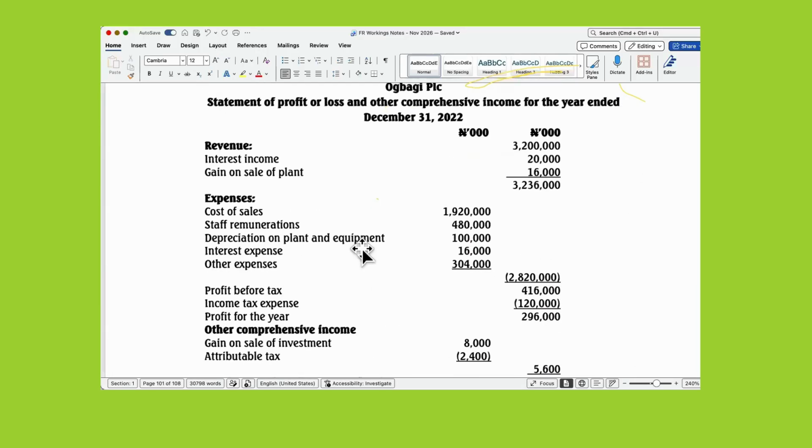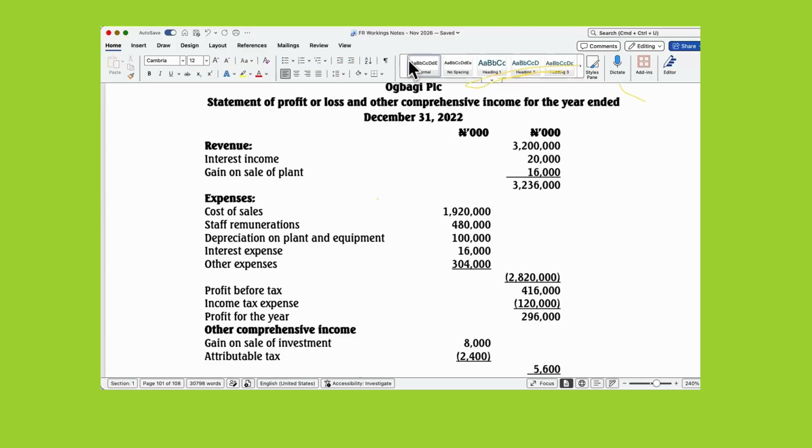For direct method, you're moving one after the other. I moved from revenue, got the cash element, moved to interest income. I said I would treat that in investing. Moved to gain on sales of plant. I said that is a non-cash item. Moved to cost of sales. Then I'm moving to staff remuneration, which is 480,000. So this 480,000 again, all I need is the actual cash that was paid.